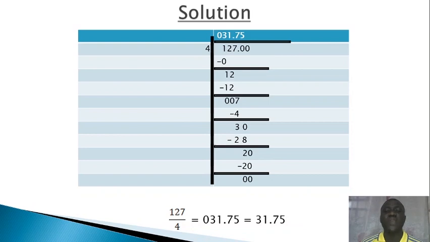Then bring down the next 0. It will give you 20. Then 20 divided by 4 will give you 5. And use 5 to multiply 4. You have 20. When you subtract, everything becomes 0. So in that case, you have converted the fraction into decimal fraction.